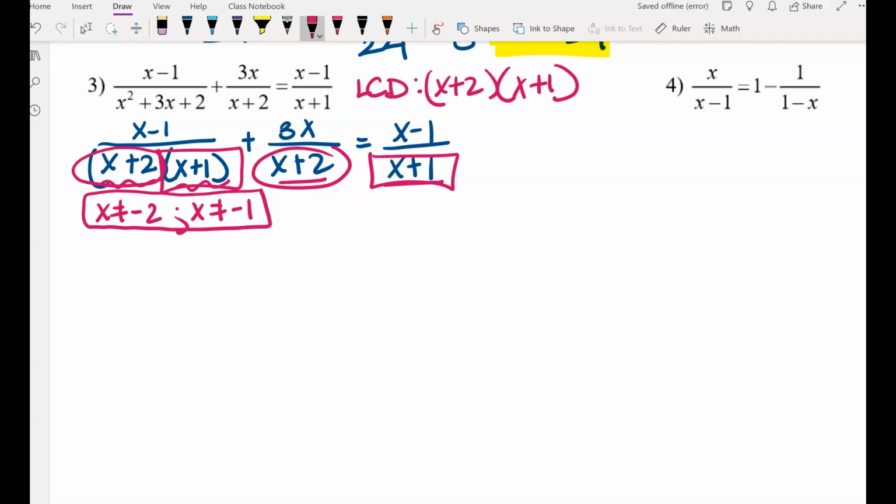And again, we did study how to find the LCD already. So if you are still struggling with this, please come to tutorial.